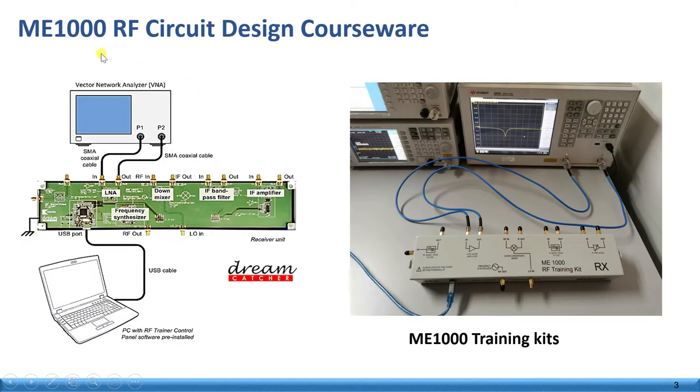This is the ME1000 RF circuit design courseware from DreamCatcher. It's a training kit. This is the receiver unit. You can see here the LNA, low noise amplifier, the mixer, the bandpass filter, the amplifier and the frequency synthesizer. Port 1 and port 2 are connected to, let's say this one is the LNA, then we will characterize the LNA.